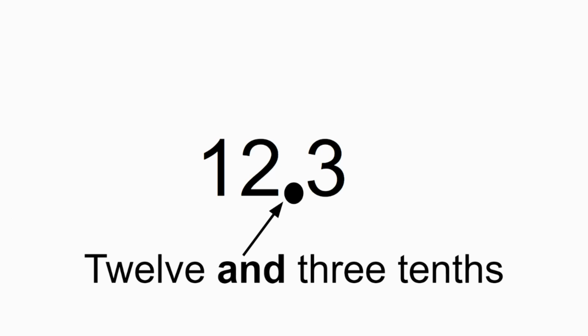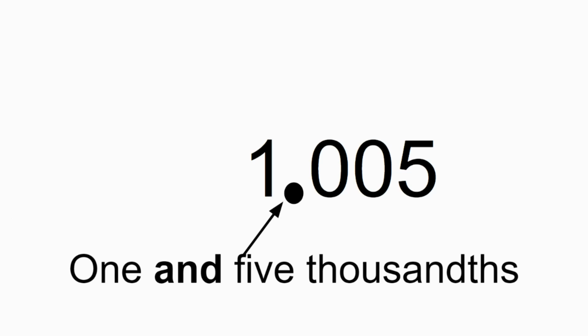How about this number? How do you say this number? 12 and 3/10. Simple. One more. How do you say this one? 1 and 5 thousandths, because the 5 is in the thousandths place.